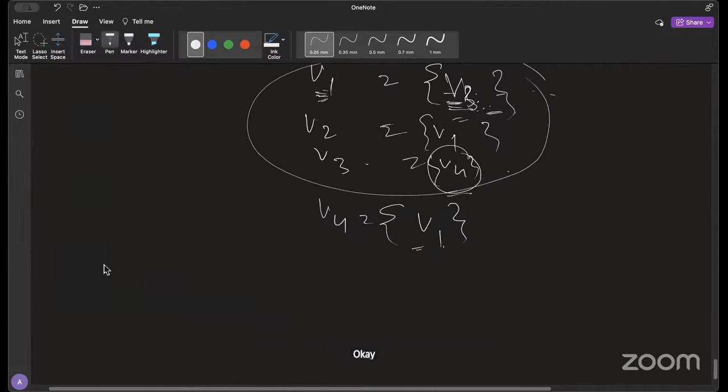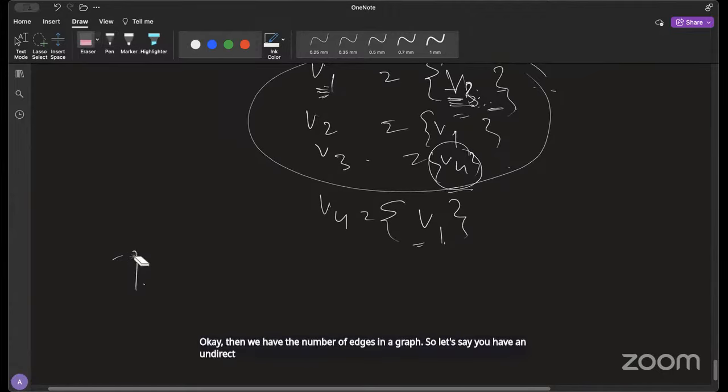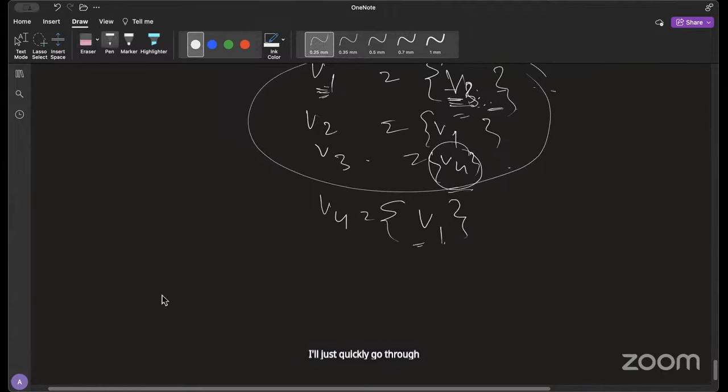Okay. Then we have the number of edges in a graph. Let's quickly go through this. If you have an undirected graph, let's first take the undirected graph. Let's say you have this thing. You have, let's say, n number of vertices.